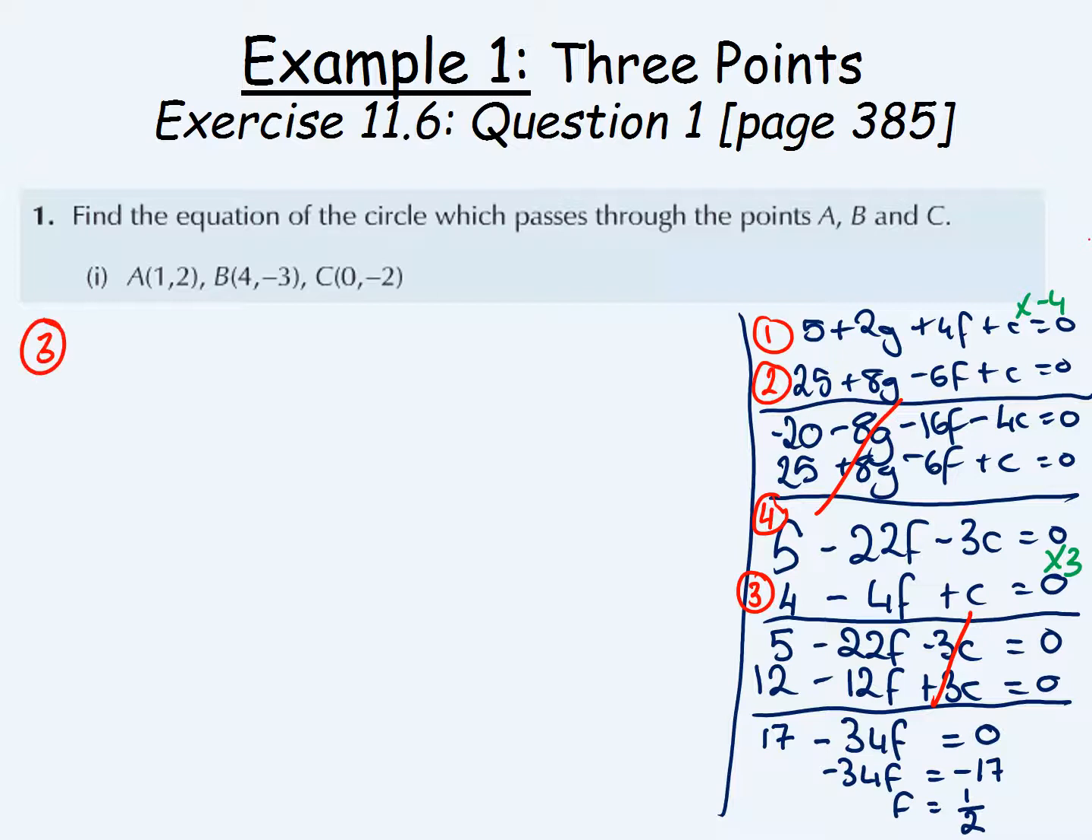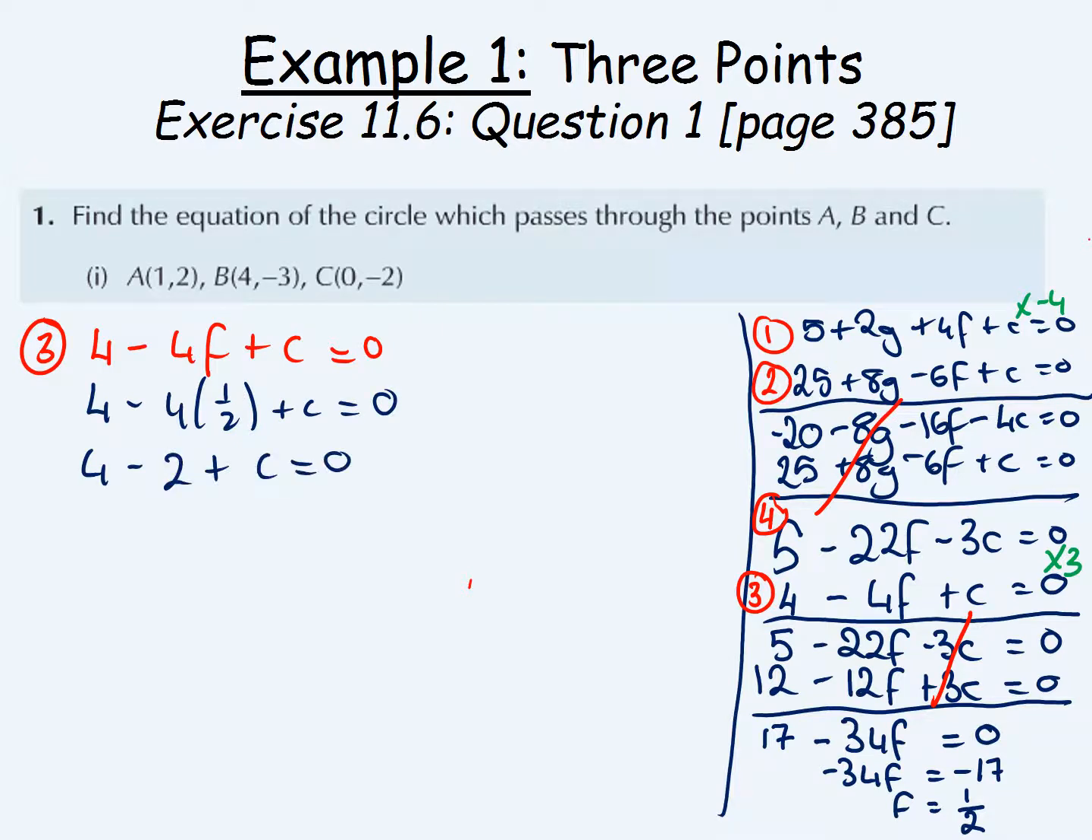So 3, if you remember, is 4 minus 4f plus c equals 0. So let's sub in. I now know that's 4 minus 4 by a half plus c equals 0. So that's 4 minus 2 plus c equals 0. 2 plus c equals 0, so c equals minus 2. So that's our second one.